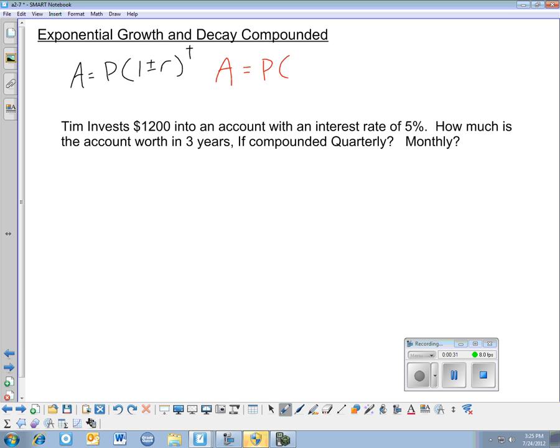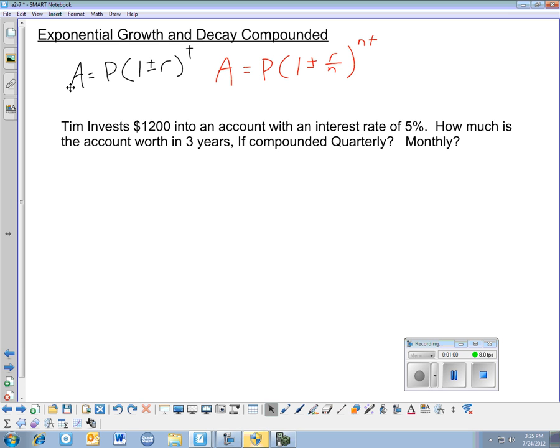It's principal times 1 plus or minus r divided by n, raised to the n times t. And we know that r is our rate, and we get the rate from the percentage divided by 100. T is time, and principal is the starting amount. The n is basically the number of times it's being compounded in a year. So first, let's do the problem.